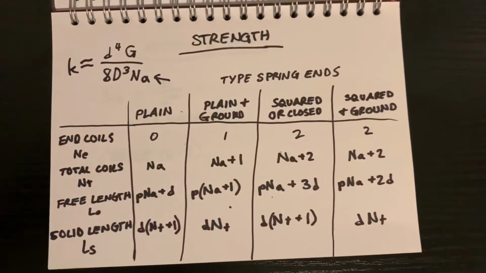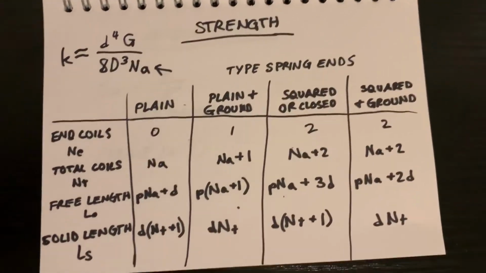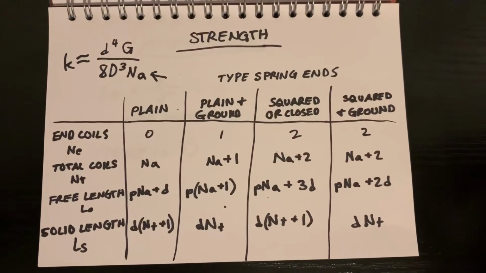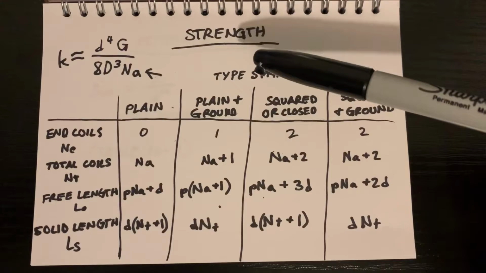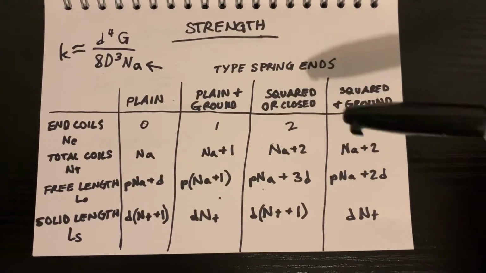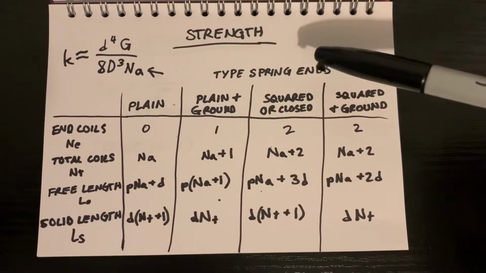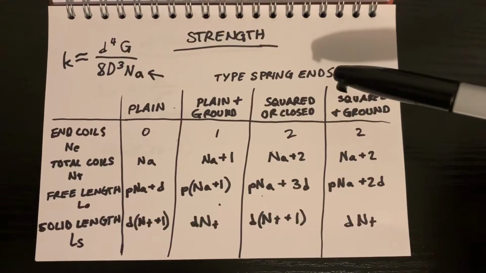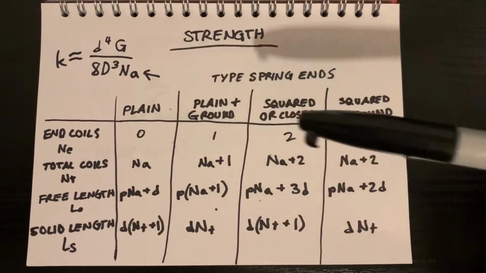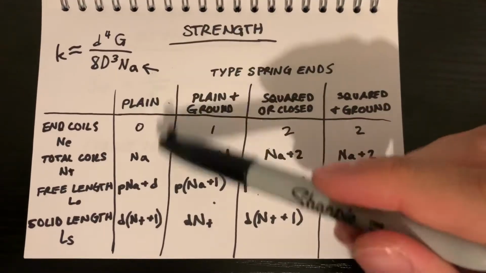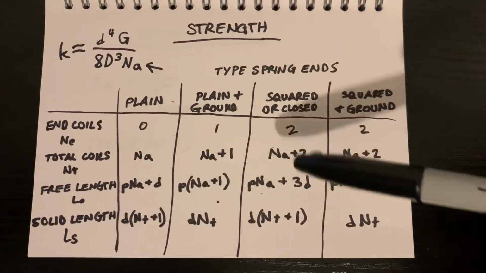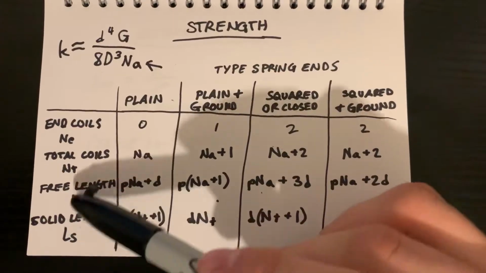Alright, so let's talk about strength. When we have a problem with springs, or for designing springs, we need to know the type of the spring ends. And in problem statements, we are usually given which type it is. And when we're given which type it is, we can go and see these equations for each of these terms.